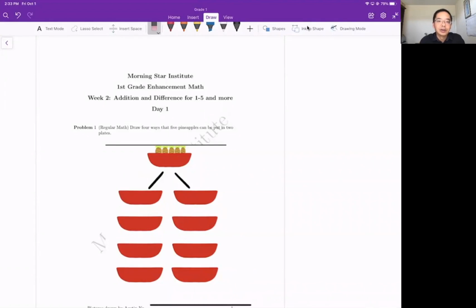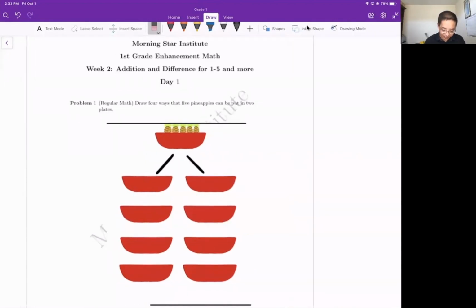In this video, we'll go over questions in week 2 practice. First of all, let's look at problem number 1 in day 1 assignment. This problem says we have 5 pineapples on one plate. Now, we want to put these 5 pineapples into 2 plates, and there are 4 ways to do that. What we need to do is to write out these 4 ways.